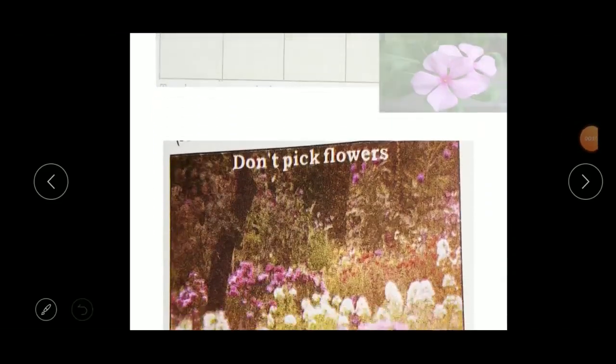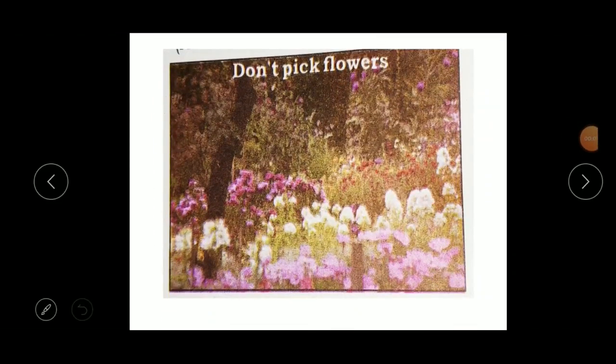Next, children, if you visit any garden, you might have seen a board with these words, right? Don't pick flowers. Yes, don't pick the flowers because these flowers increase the beauty of the surroundings. It looks very beautiful and very attractive, isn't it?